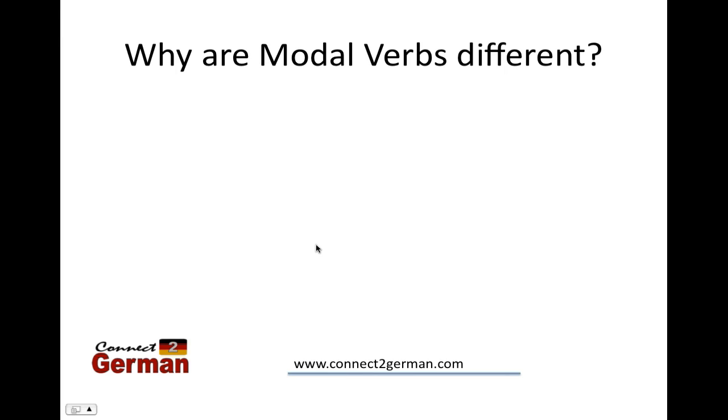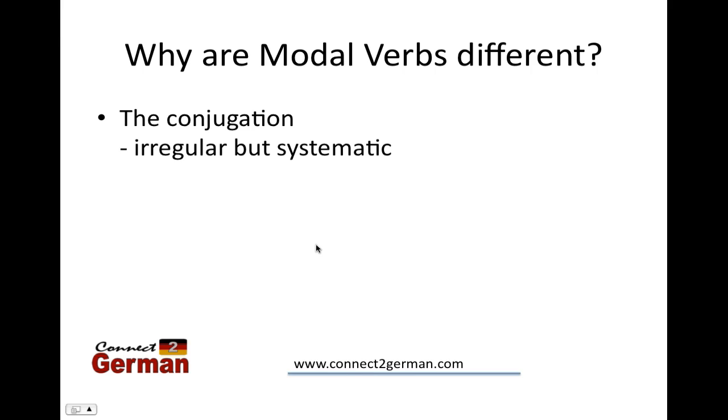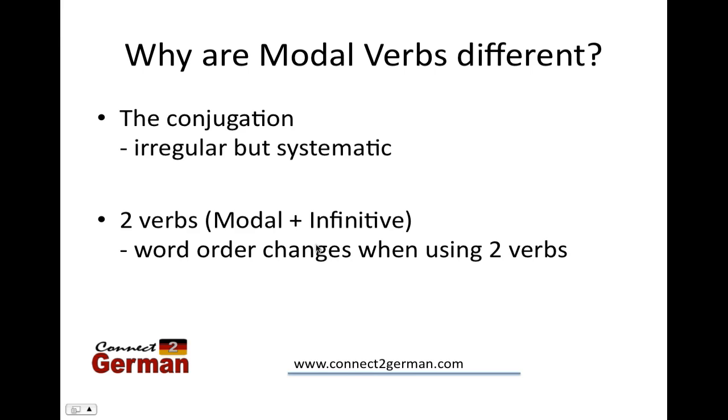Okay, so what makes modal verbs different? Essentially, it's their conjugation. Now, it is a little bit irregular from the standard way that you conjugate a verb, but you'll see along all of the modal verbs, there's a systematic approach to how to conjugate them. And second of all, what makes modal verbs different is it means that you're going to have a modal verb and an infinitive. Now you have two verbs. And we'll see how the word order changes. That's mainly in the second part of the video. The first part is going to be mainly on the conjugation of this.